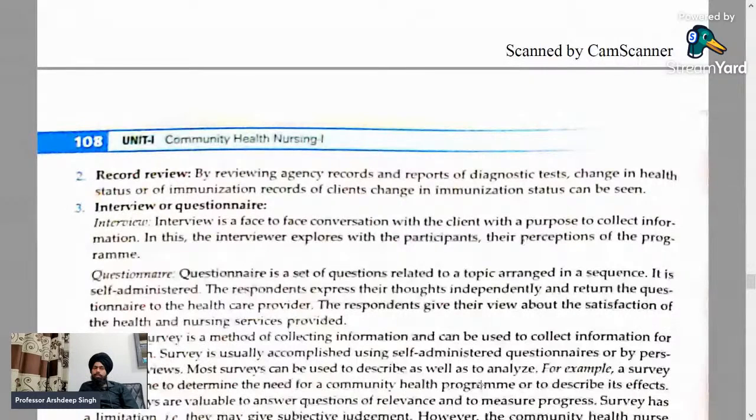Next is interview or question. You can ask the patient or the community members questions about their present condition, and compare it with the past condition. So you will get the results and the evaluation.